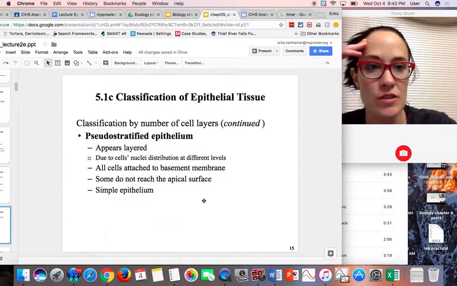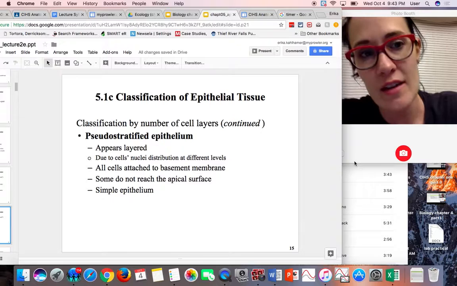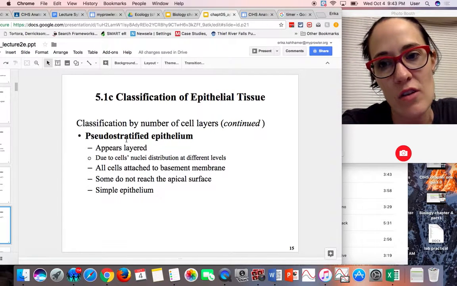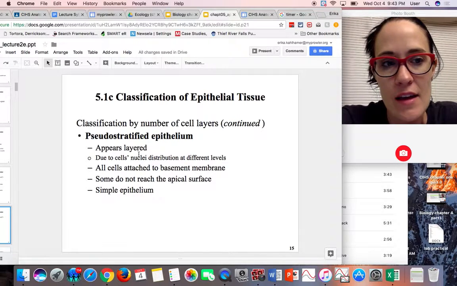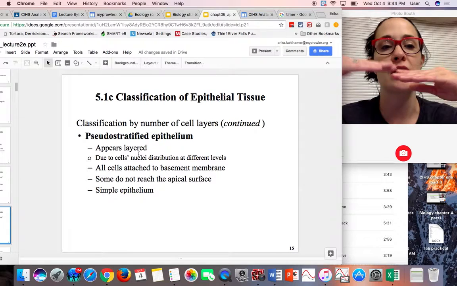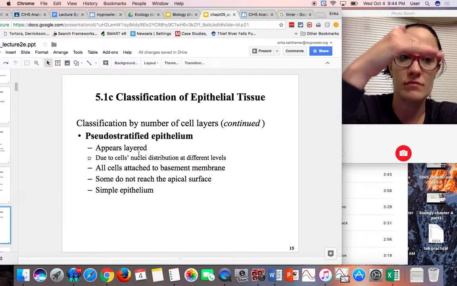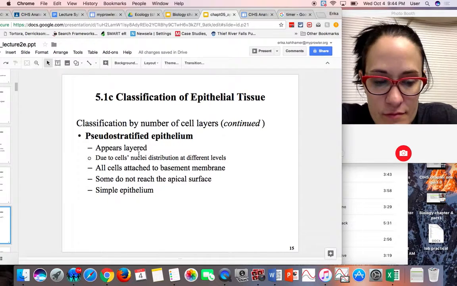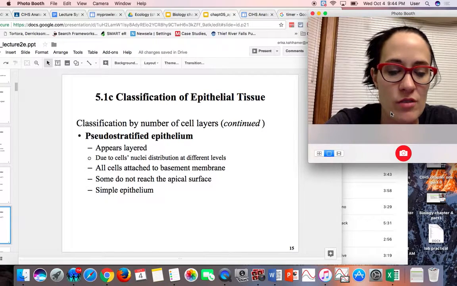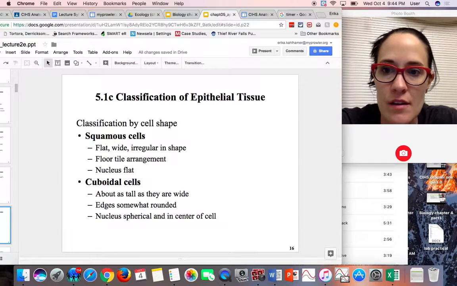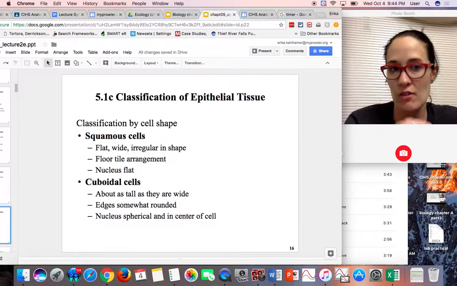A special designation of cell layers is called pseudostratified. This is interesting in that it looks stratified, but it's not. So that's the false, the pseudo. It appears layered, although it's not. It appears layered because the nuclei within the cells are distributed at different lines of vision. So therefore, it is a simple epithelium, although it looks stratified. So it's called pseudostratified. So that's the first name: simple or stratified, and then it also can be pseudostratified.